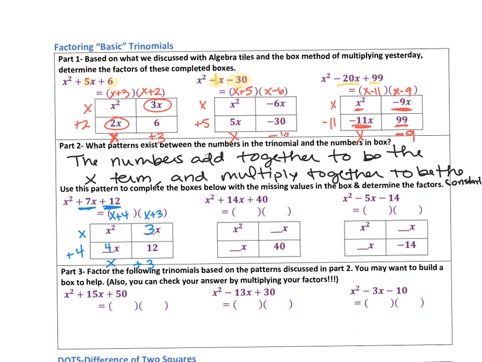All right, now we need to think of two numbers that add to 14 but multiply to 40. So 10 and 4 would be those numbers. So I've got x 10 when I pull out my GCFs, x 4 when I pull out my GCFs. So x plus 10, x plus 4. All right, now we need two numbers. It gets a little more difficult when we throw in negatives that add to a negative 5 and multiply to a negative 14.